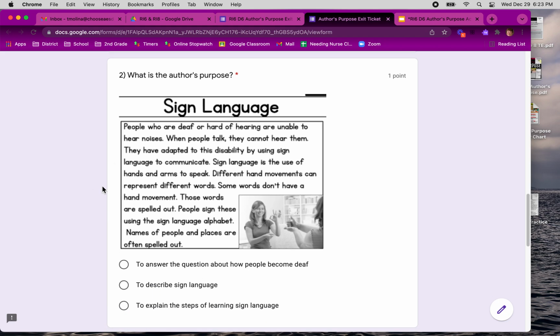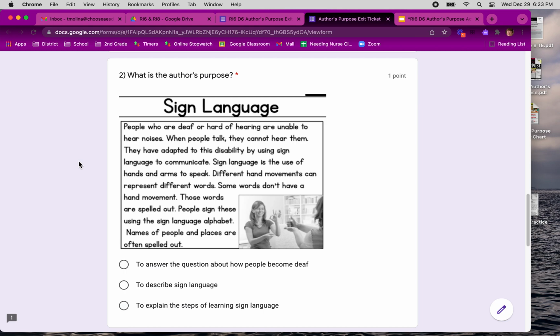Sign language. People who are deaf or hard of hearing are unable to hear noises. When people talk, they cannot hear them. They have adapted to this disability by using sign language to communicate. Sign language is the use of hands and arms to speak. Different hand movements can represent different words.